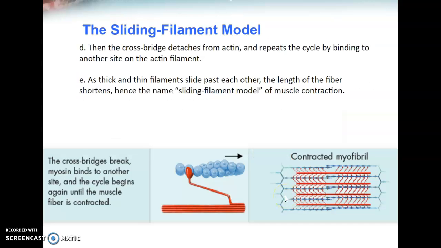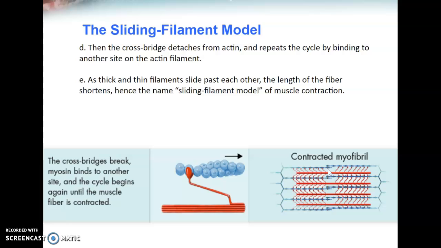So, this is called the sliding filament model. The filaments are actin and myosin, and they slide over top of each other or overlap, and that's why it's called that. The sliding filament model, a model of how the muscle contracts.